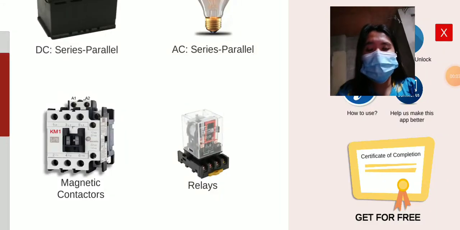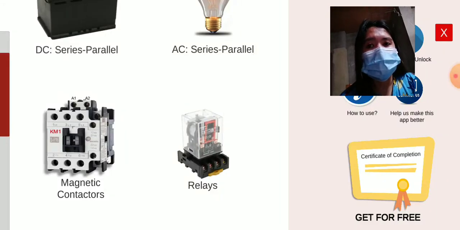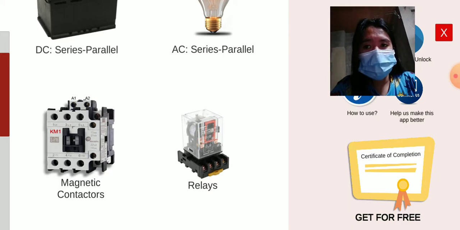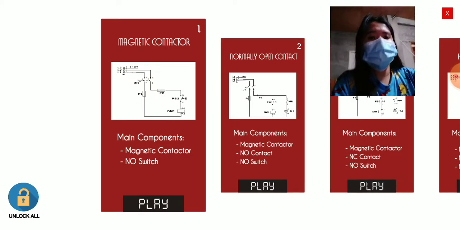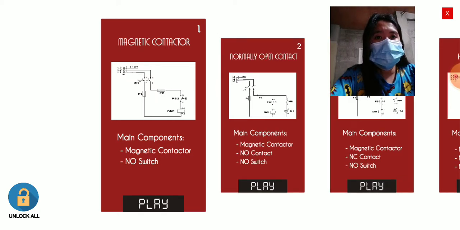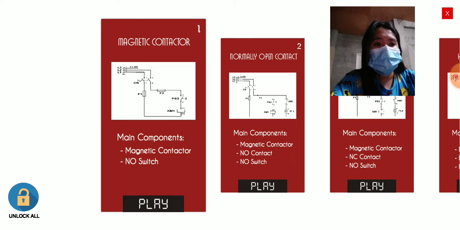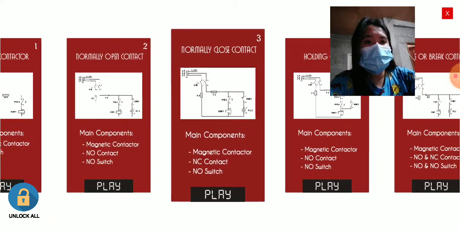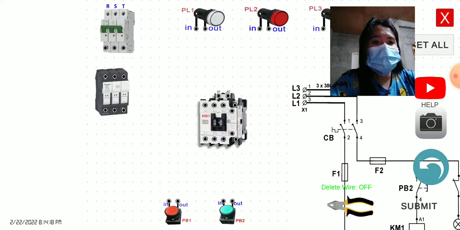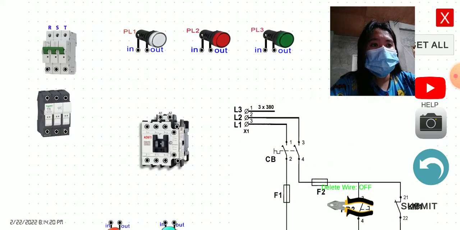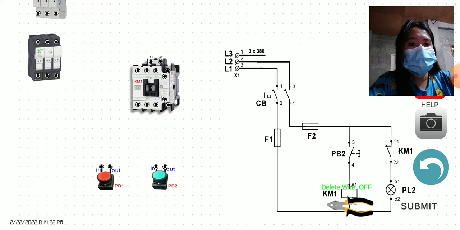Here now, and we will perform our third activity under the magnetic contactor circuit. So this is the third one, the normally closed contact. As you can see, this is our schematic diagram.